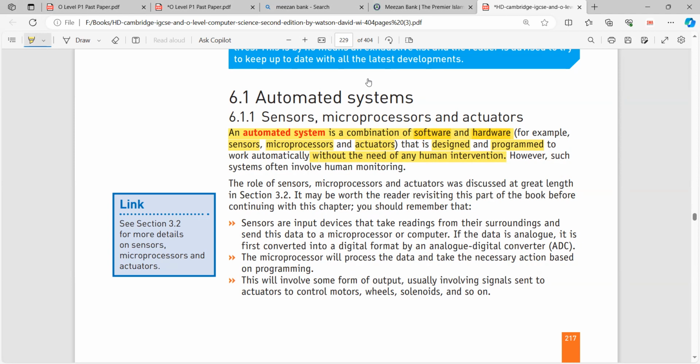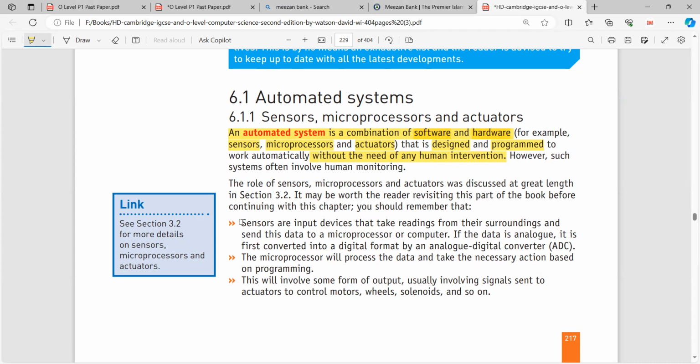One important thing is that they are based on two important terms, hardware and software. As I discussed, it is going to include sensors, microprocessor, and actuator, and we are going to discuss each one of them in detail.